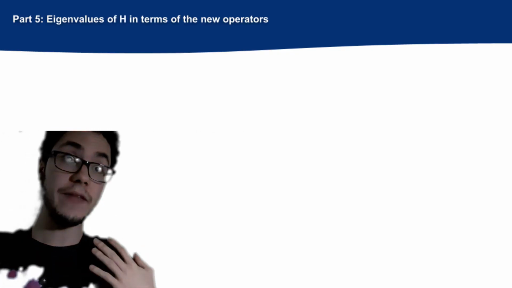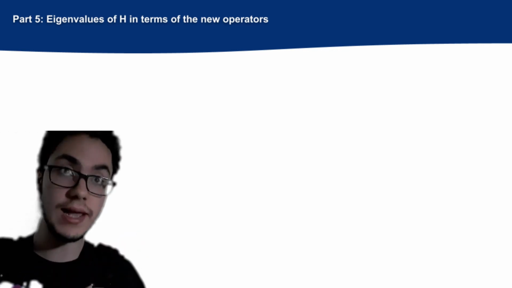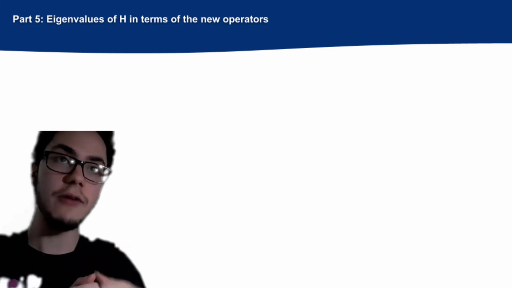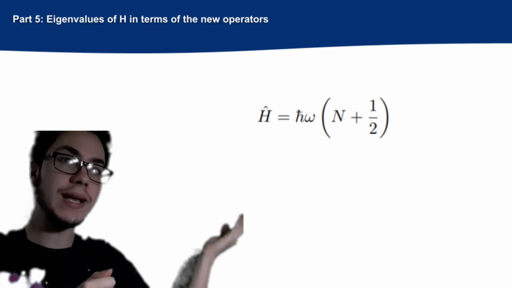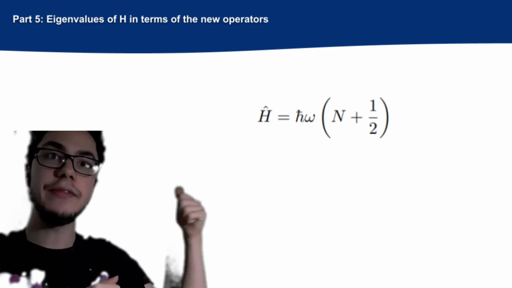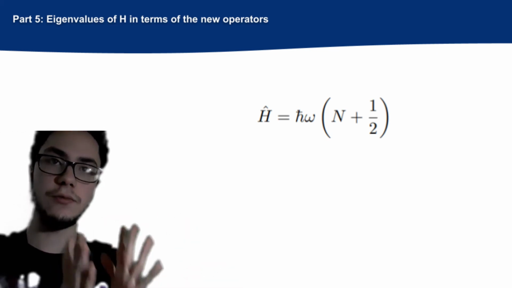Hey, I'm Ney, and now I'm going to talk about the eigenvalues of the Hamiltonian of the quantum harmonic oscillator, but now in terms of the creation and annihilation operators. First of all, let's remember the mathematical expression of the Hamiltonian. As we can see, it is in terms of the Planck constant divided by 2 pi, the angular frequency, and also the number operator, which we defined before.